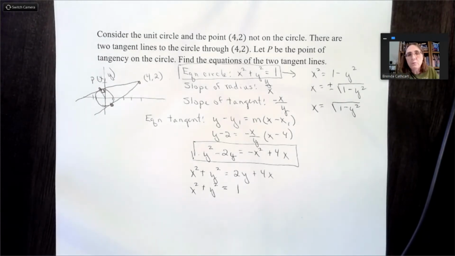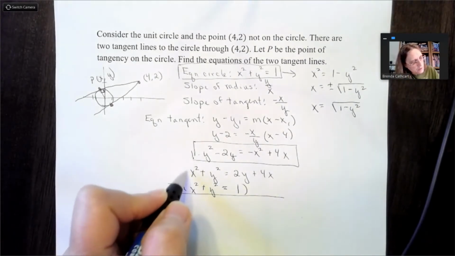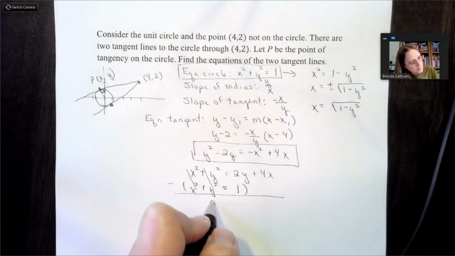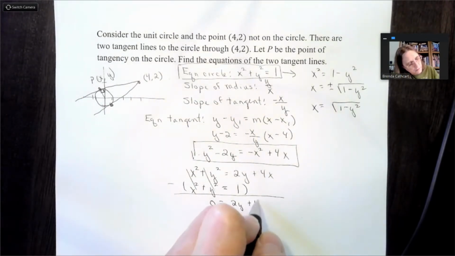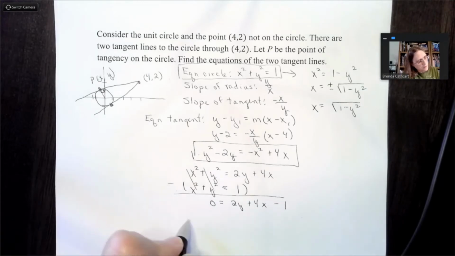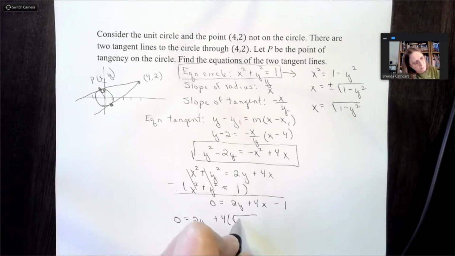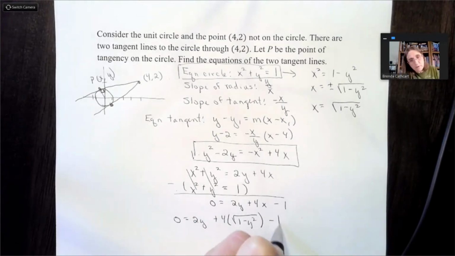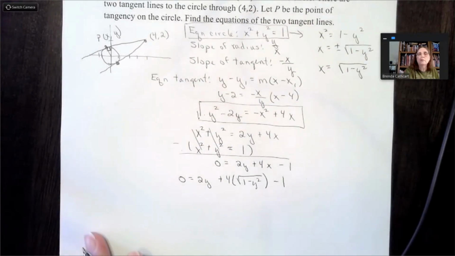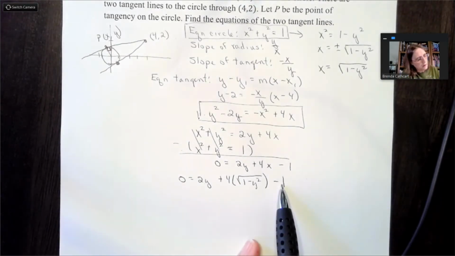Okay, so let's see what we can do. First off, I think we found out that if we actually subtract these two equations, these two terms go away, and we end up with 0 equals 2y plus 4x minus 1. Subtracting the equations. Okay? And now substituting in for x, we get 0 equals 2y plus 4 times the square root of 1 minus y squared minus 1. So here we have a radical equation. In order to solve the radical equation, we need to get the radical on one side. So let's go ahead and subtract 2y and add 1 to both sides.